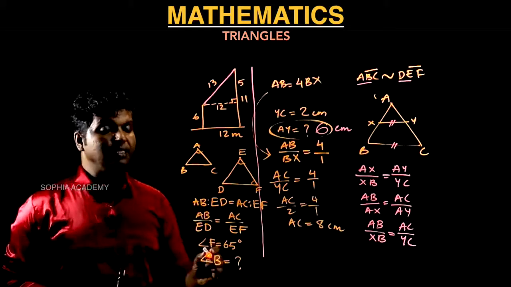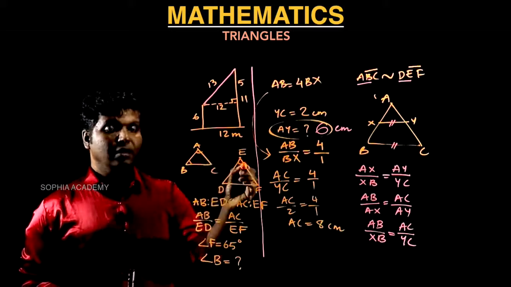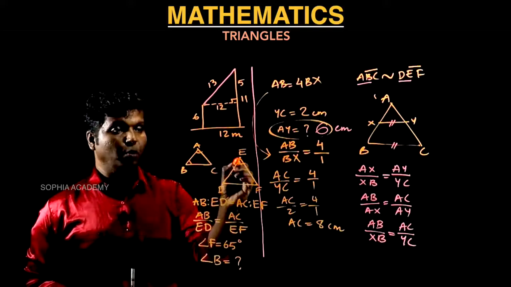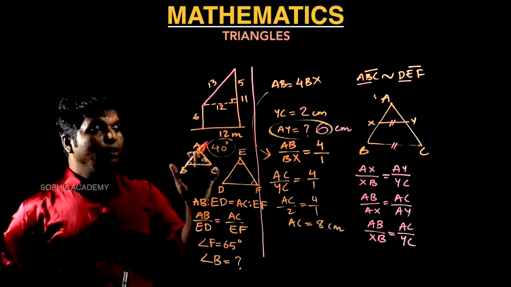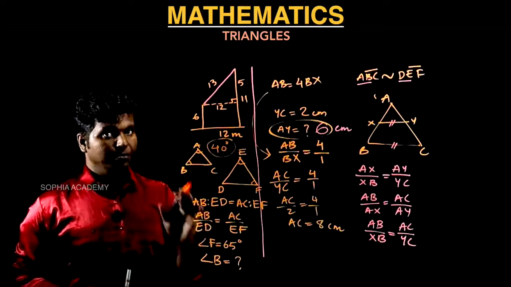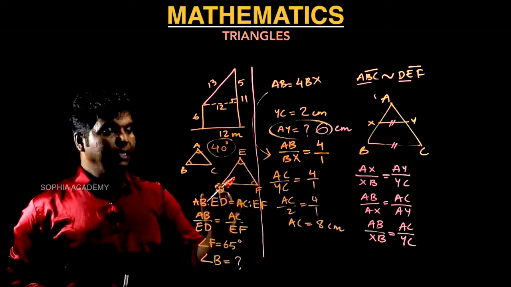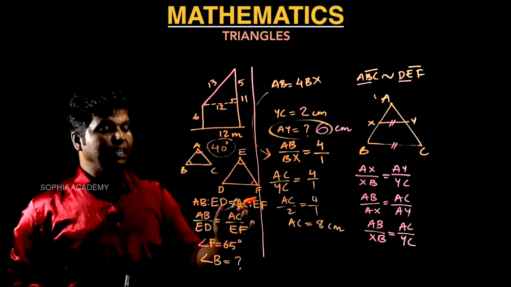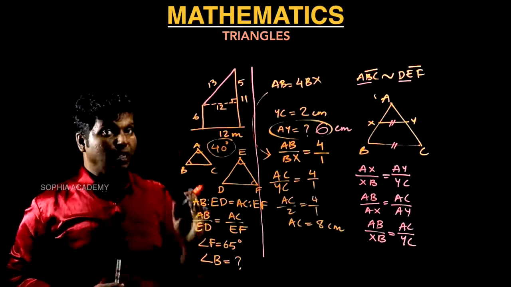Now tell me, where is angle B? Here is angle B. These 2 angles are equal, it is 40 and 40, right? Both of them are 40 degree each. That is given. Now these 2 angles are equal. That's the first thing. Then there is a proportion given: AB by ED is equal to AC by EF. That means these 2 triangles are similar.